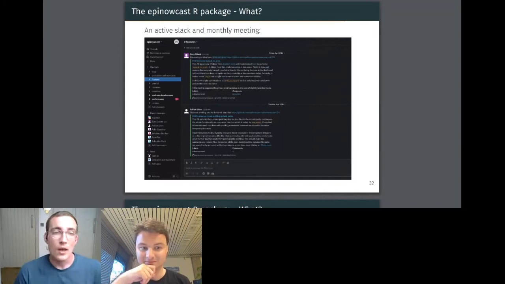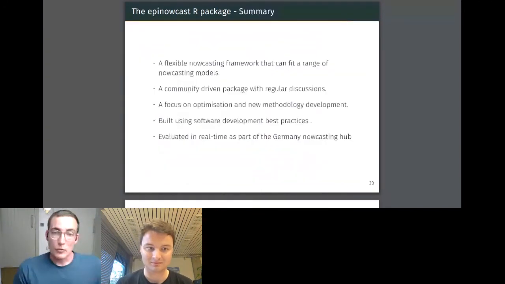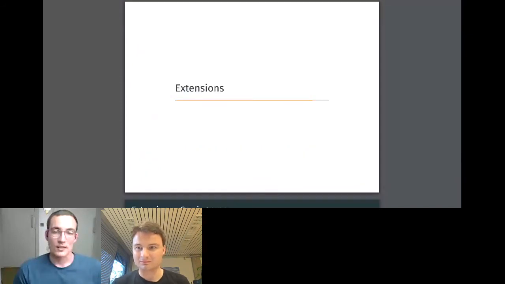And then we're also developing a series of case studies to show how to use nowcasting in practice. So, for example, the thing I was just talking about in Germany, there's a case study for that. So, yes, it's a flexible framework. It's community-driven. We're focused on optimization. We're focused on using best practices, and we've already done some real-time evaluation.